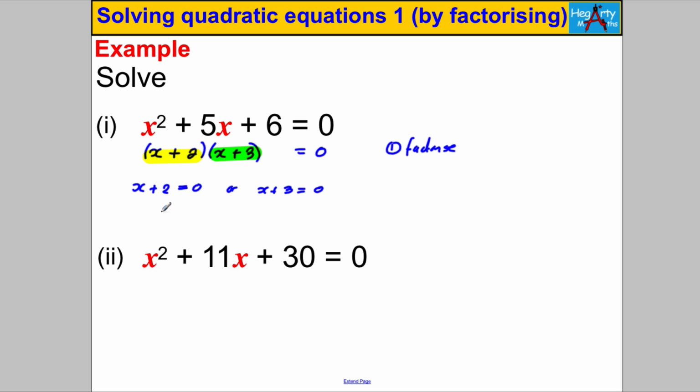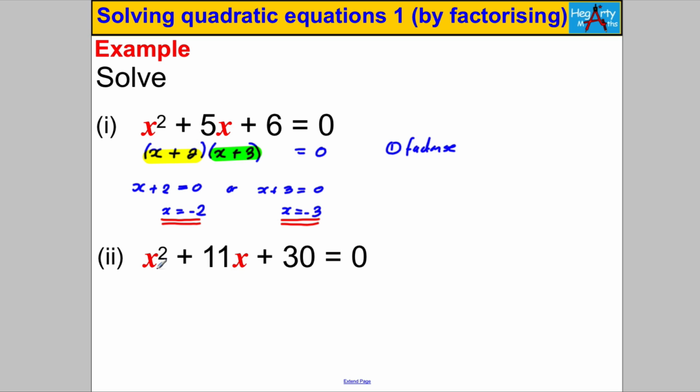If we take away 2 from both sides, we know that in this case x would be negative 2, and in this case here x would be negative 3. And with the quadratic, a lot of the time you get two answers there. So the answers for this are x is -2 and x is -3. And if you substituted that back in there, you would indeed get 0.